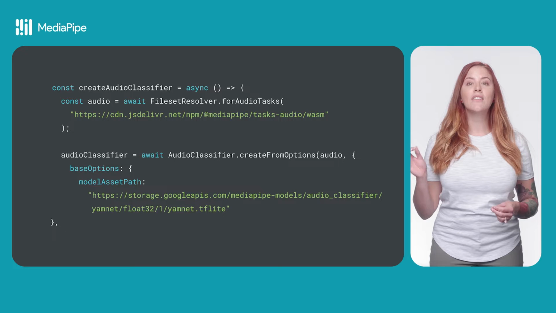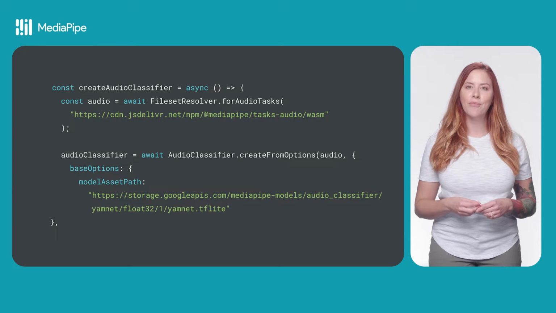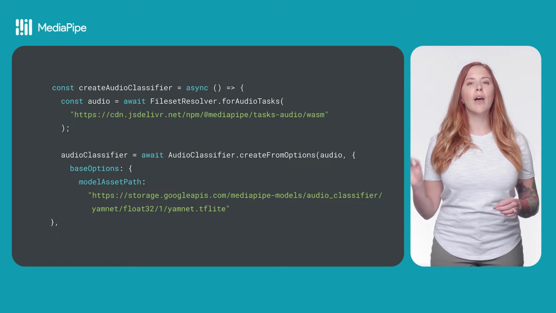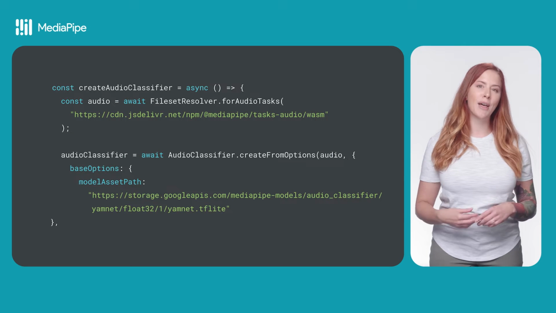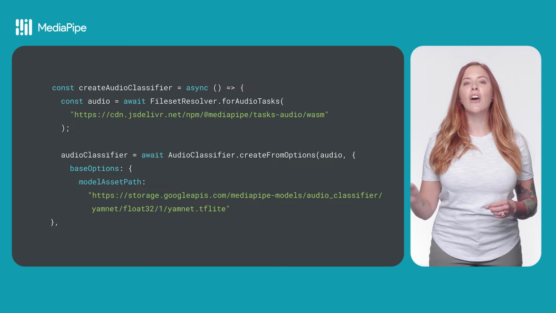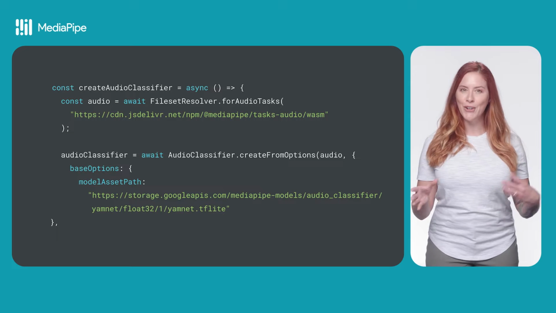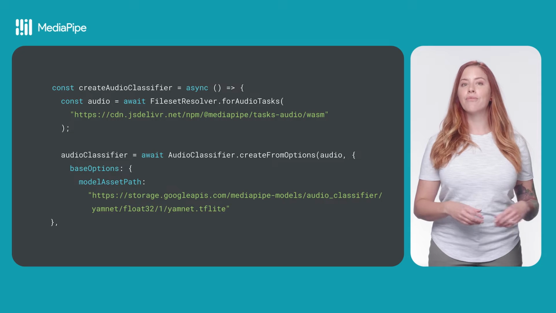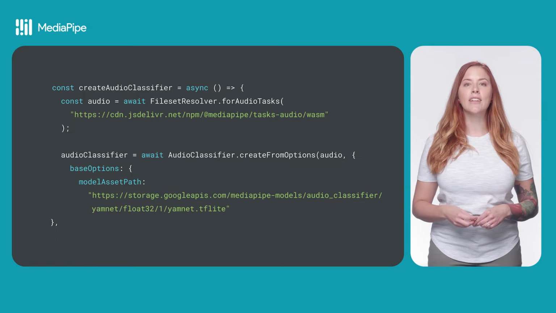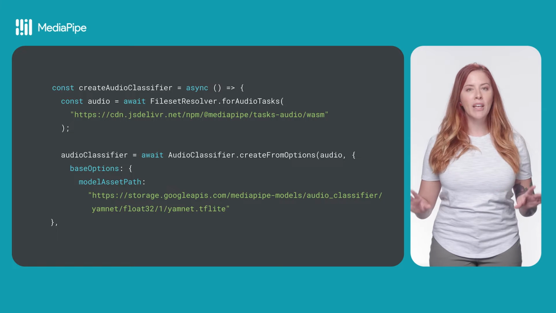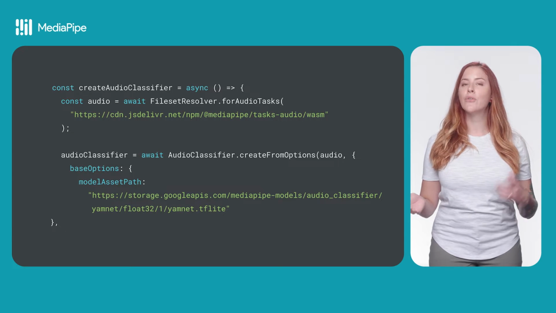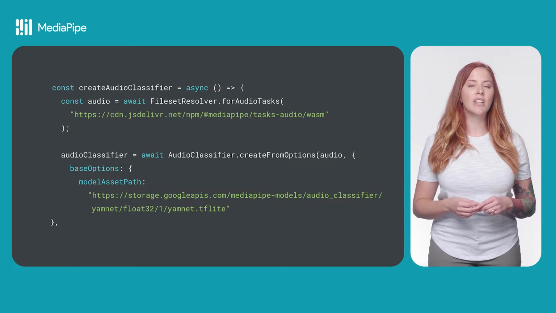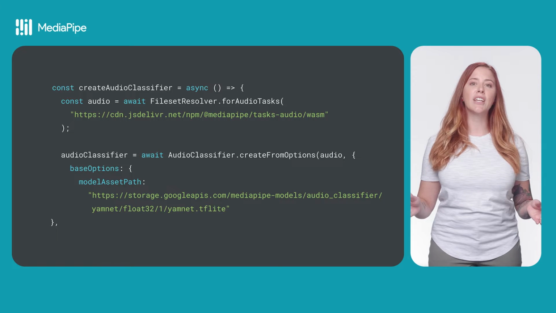WebAssembly, or WASM, is a binary instruction format for a stack-based VM. You don't need to understand WASM to use MediaPipe solutions for the web. Just know that WASM allows non-web-based code to run on the web. Next, we create the audio classifier using the AudioClassifier.createFromOptions method, passing in the FilesetResolver you just created and the model. Notice that the two assets are linked from external URLs. For the best user experience, you don't want to bundle your model or WASM binary into the website. Instead, store them server-side and provide links when initializing your audio classifier, as I've shown here.